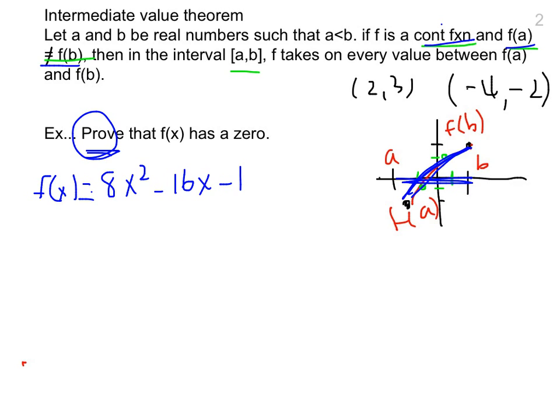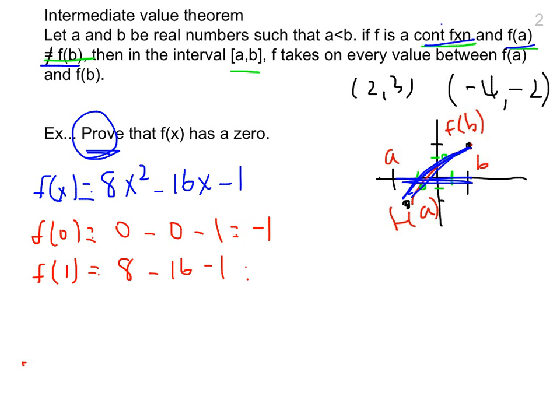Well, let's try this. So if I plug in f of 0, we get 0 minus 1, which gives us negative 1. If I plug in f of, let's say, 1, does that work? So that gives me 8 minus 16 minus 1, which gives us negative 9. Okay. This is not going to work. So I picked two x values that aren't necessarily going to work, because if I take a look at my graph, the first one gives me the point 0, comma, negative 1, and the other one gives me 1, comma, negative 9.